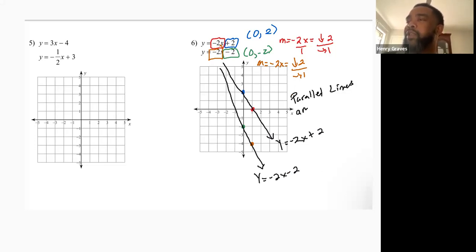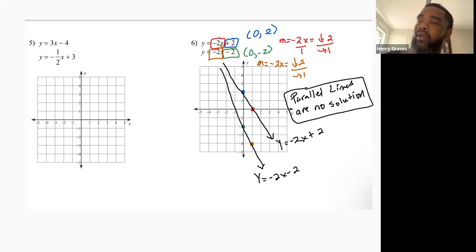That's something you have to know. And the key way you can tell you're going to have parallel lines is if you notice quickly, you had a negative 2 here and a negative 2. So basically, they had the same slope. So if they have the same slope, you know right away it is not going to be a solution at all. Okay? Save yourself a headache and move on, right?